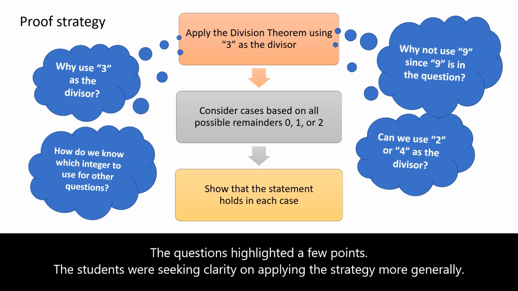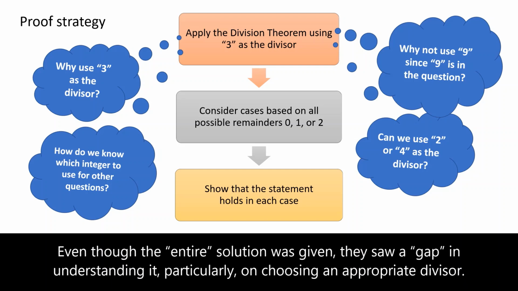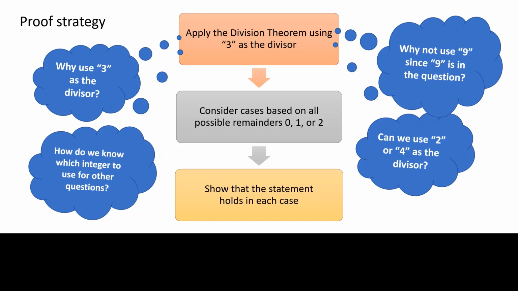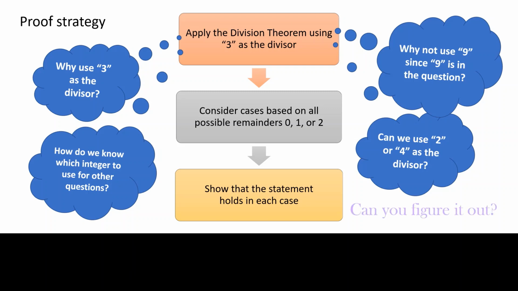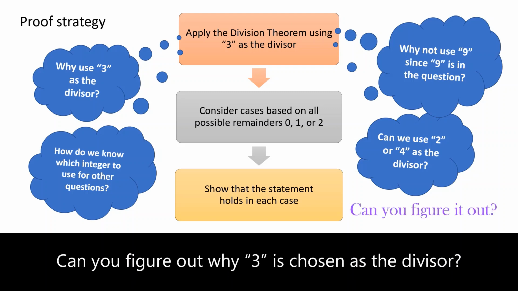The questions highlighted a few points. The students were seeking clarity on applying the strategy more generally. Even though the entire solution was given, they saw a gap in understanding it, particularly on choosing an appropriate divisor. It seems that the learning is incomplete even after reading the solution. Can you figure out why 3 is chosen as the divisor?